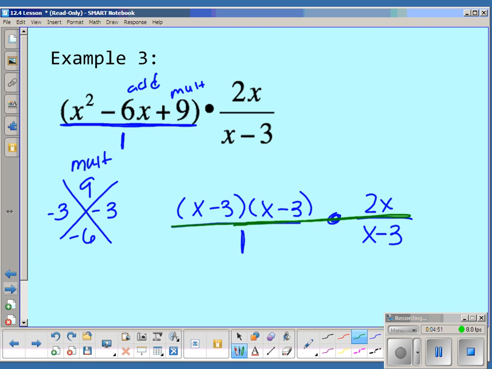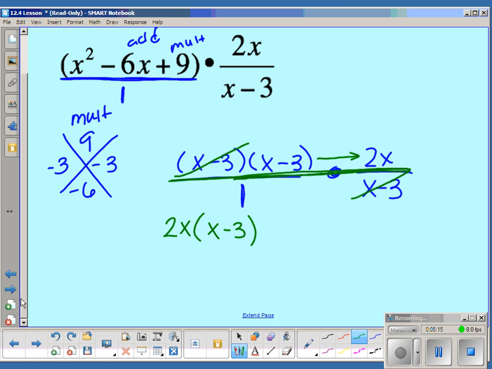Because everything on top is going to stay on top, everything on the bottom is going to stay on the bottom. If I have a pair on top and the bottom that match, I can cross them out. So I can cancel one of the x minus 3's out because those are a pair. And I can't cancel anything else, so now I have to multiply across and see what I get. So I get x minus 3 times 2x, and I'm going to write the 2x in front.